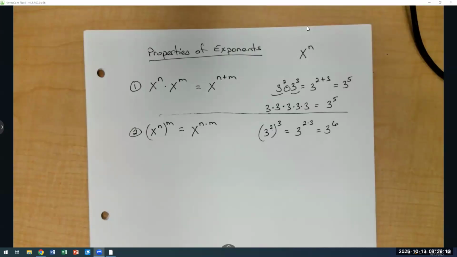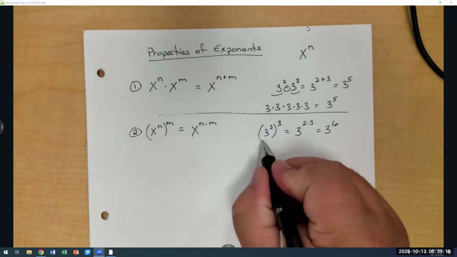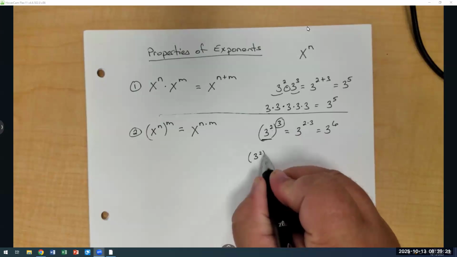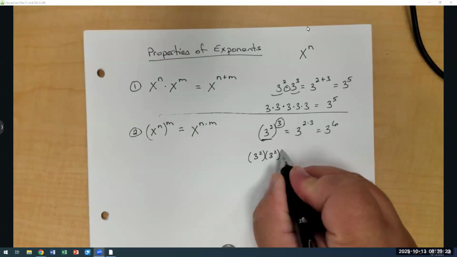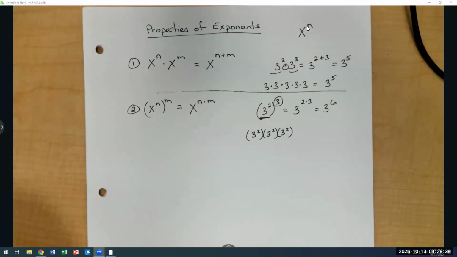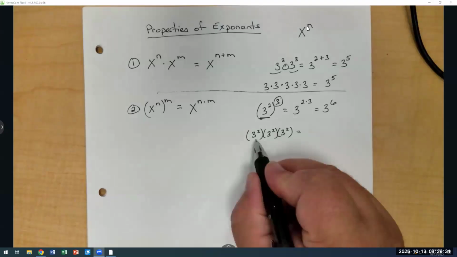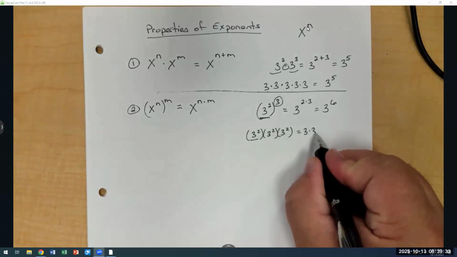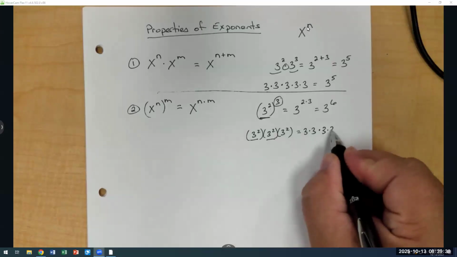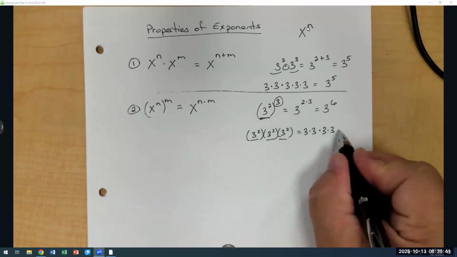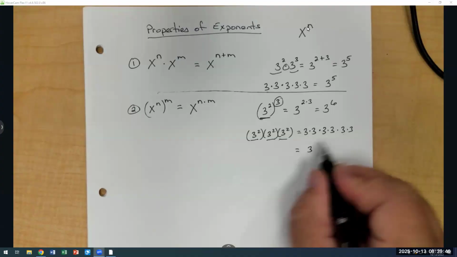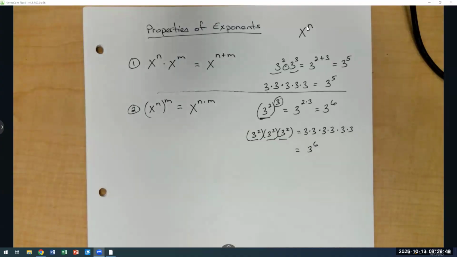Why is that? This parenthesis is raised to the power 3, so it's 3 squared times 3 squared times 3 squared. 3 squared means 3 times 3, times another one, 3 times 3, times another one, 3 times 3. They're all threes, and we have 6 of them. So that's how it works.